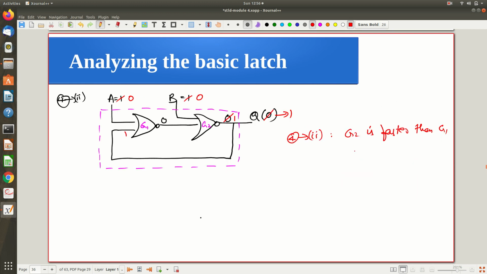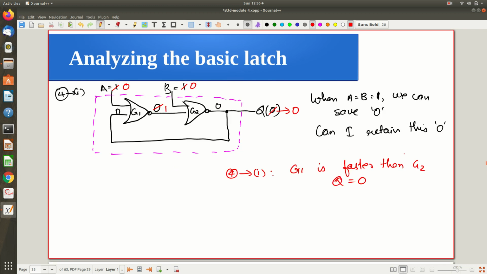In this case, what you can see is that q at time t plus 1 is nothing but the complement of the previous qt, so you are getting it as 1. In the other case, q at time t plus 1 is actually q at the previous time, 0. So I am getting a different situation. It is the same scenario I am explaining, but here I am considering different cases, like gate 1 is faster than gate 2.